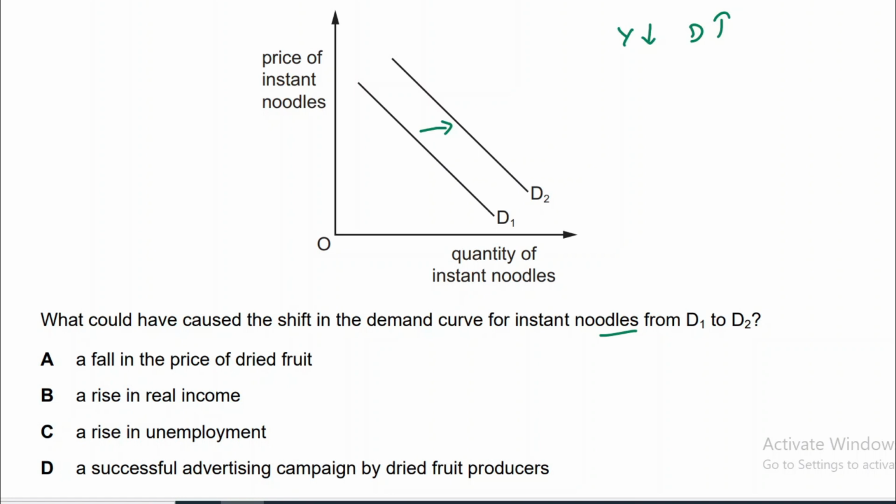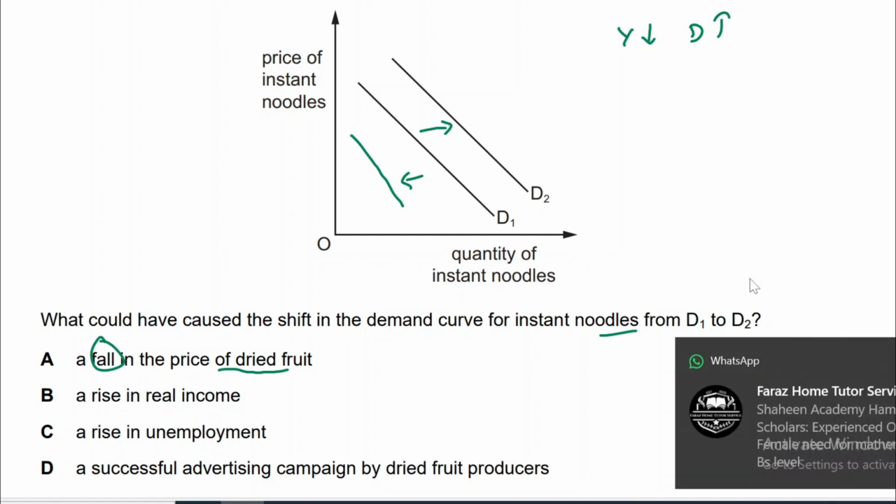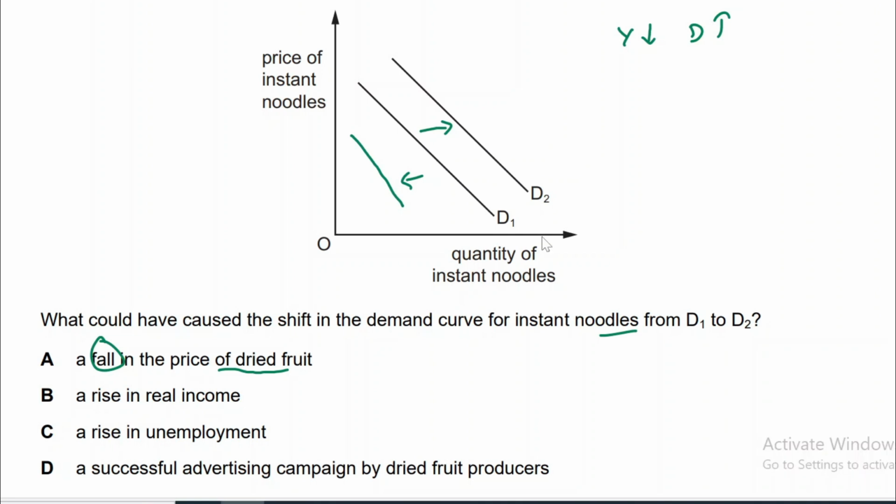A fall in the price of dried food should have shifted the demand for noodles to the left, because when dried fruit is cheaper, its price falls, then people will buy more dried fruit instead of noodles, so demand for noodles should have decreased, while demand for noodles is increasing in this case. So option A is not the correct answer.